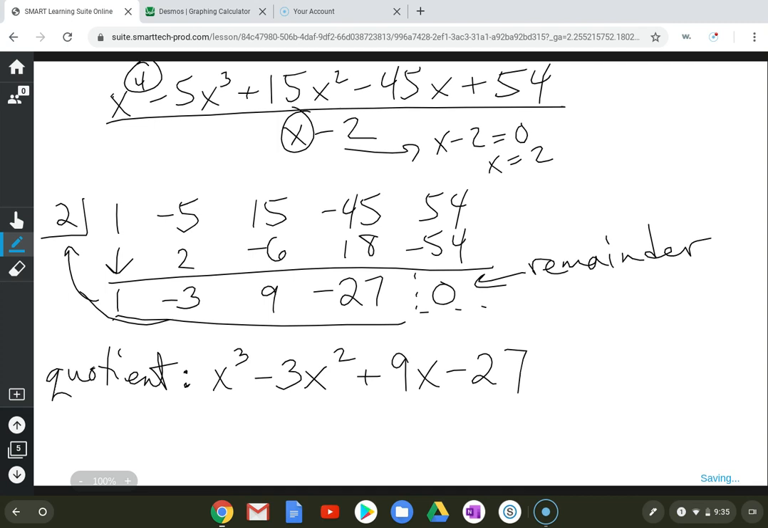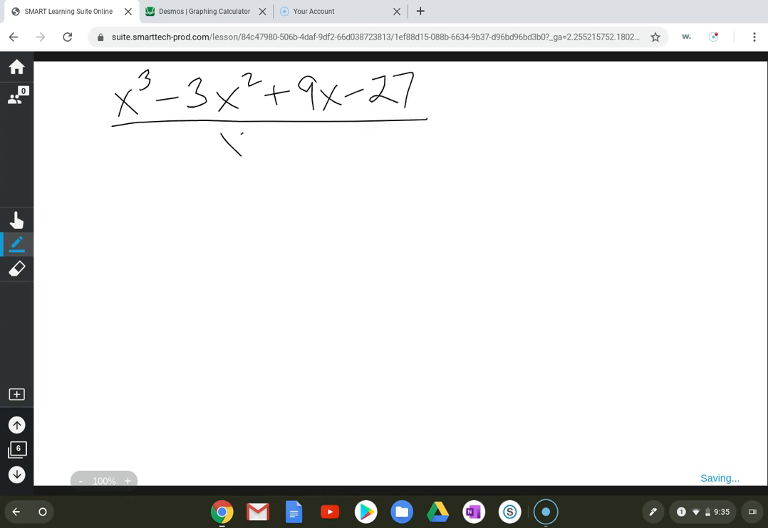Now, to figure out what's left, you could factor this by grouping, but I'm going to go ahead and synthetically divide out the last number, the last 0 that we knew, which was 3. So I'm going to have to rewrite this: x cubed minus 3x squared plus 9x minus 27. We're going to divide this by our final factor that we knew of, which was x minus 3.